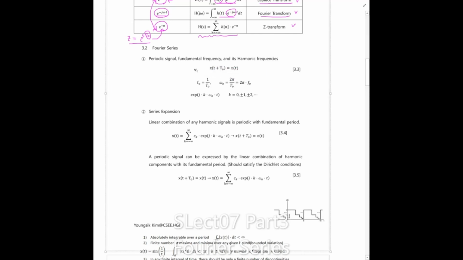Okay, if there is a t0 that satisfies these conditions, then this t0 is called the fundamental period. This one is called the period. The inverse of the period is called the fundamental frequency. So this is the period, and this is the fundamental frequency. And the angular frequency is defined by 2 pi times the fundamental frequency, omega 0. This is called angular frequency.